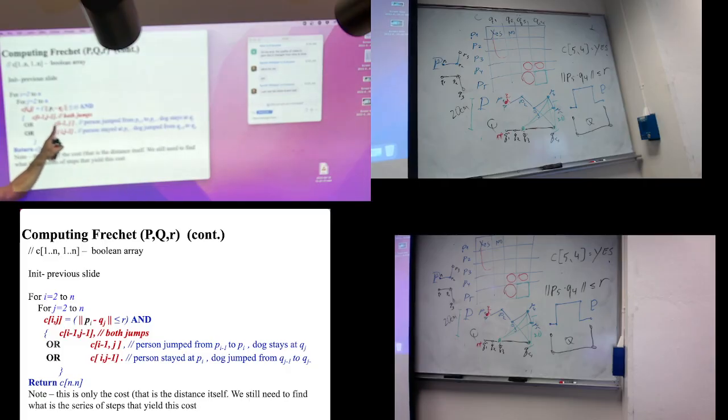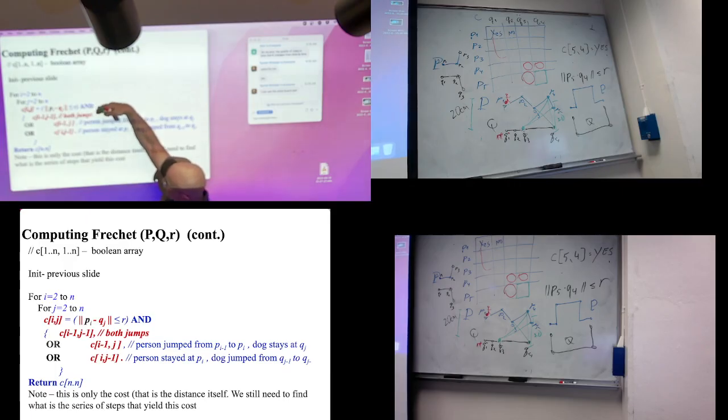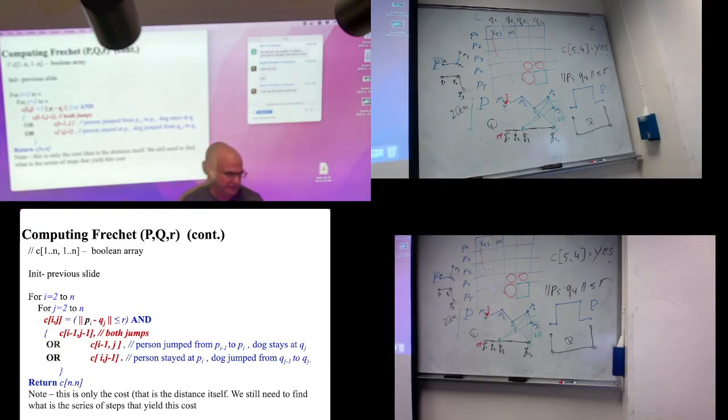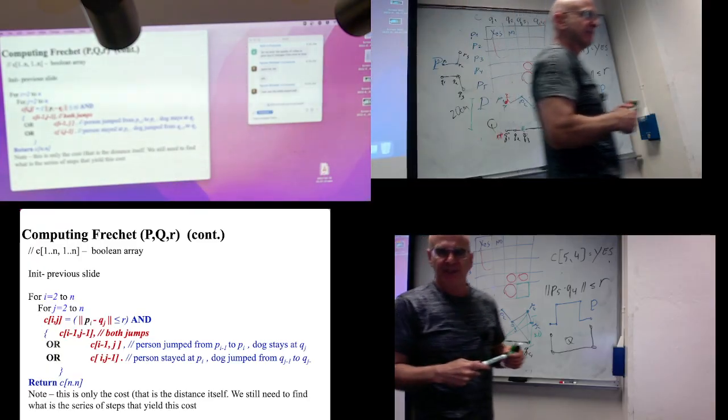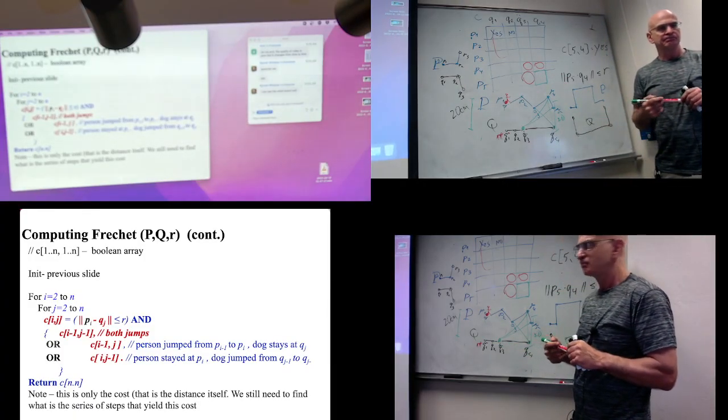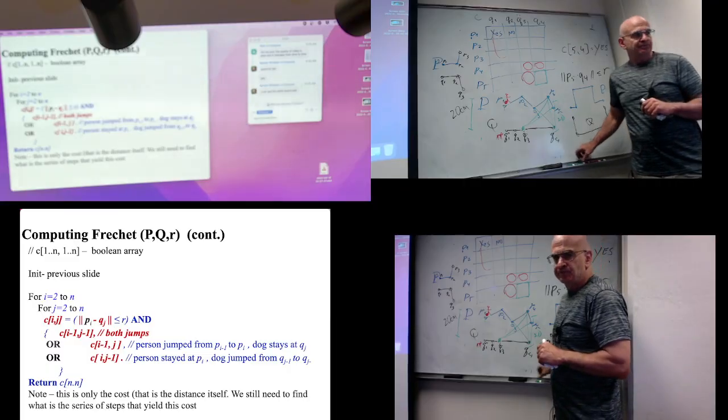If C(i-1, j) contains yes, it means the person jumped from P(i-1) to P(i), and the dog stays at Q(j). And this is just a symmetric case. So this should contain true, or this should contain true, or this should contain true. And it's not XOR. If two of them are true, that's fine. But that's the only case where you'll write yes over here. Okay, and that summarizes the Fréchet.